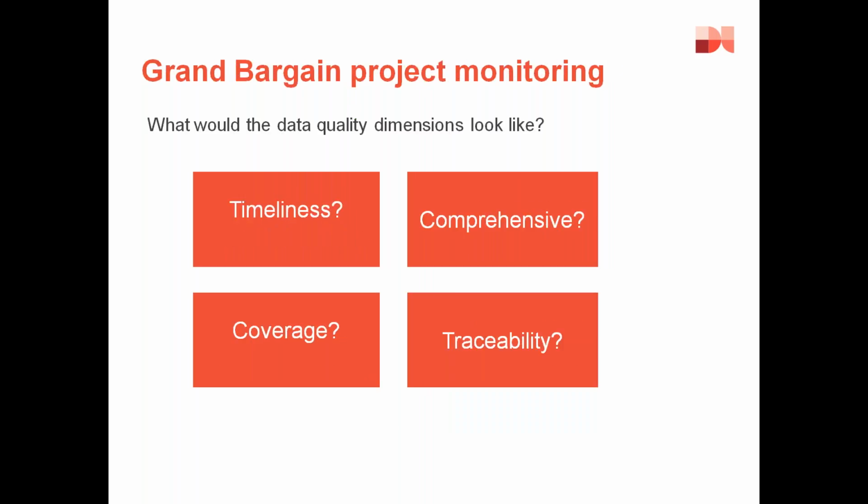Let's move on to the Grand Bargain project and the monitoring that we're going to be doing. So the big question here is, the Grand Bargain Transparency Commitment talks about publishing timely, transparent, harmonised and open high-quality data on humanitarian funding. What makes for good quality IATI data on humanitarian financing? What would the data quality dimensions look like?